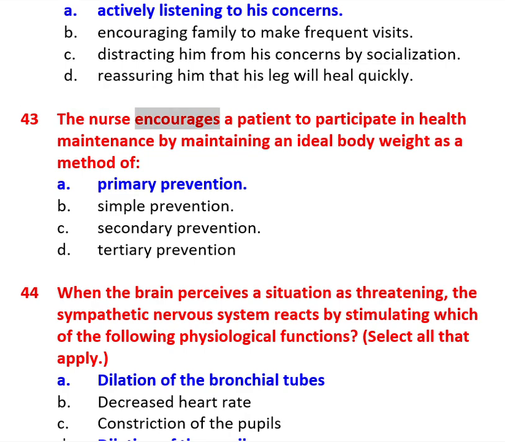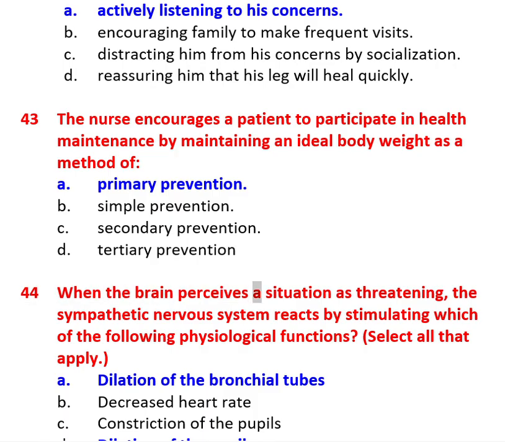43. The nurse encourages a patient to participate in health maintenance by maintaining an ideal body weight as a method of primary prevention, simple prevention, secondary prevention, tertiary prevention.